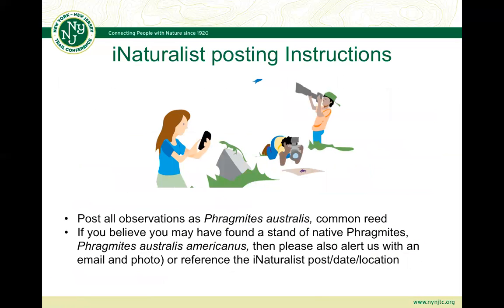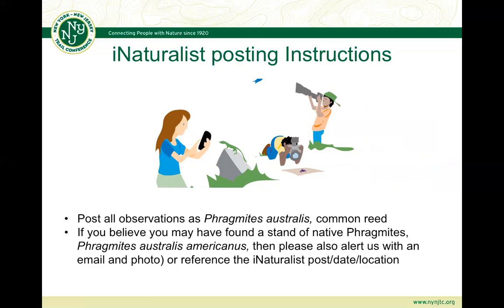So in terms of posting to iNaturalist, what are the instructions? If and when you find a common reed bed, you take a picture of it and upload it to iNaturalist as Phragmites australis or common reed. However, if upon further investigation, you start peeling back those sheaths and you believe you may have found a stand of native Phragmites, which again is much less common, and which we're really trying to find in our environment here in the Hudson Valley and northern New Jersey, then please alert us with an email and photo or a reference to that iNaturalist post, date, and location so we can double check for you.